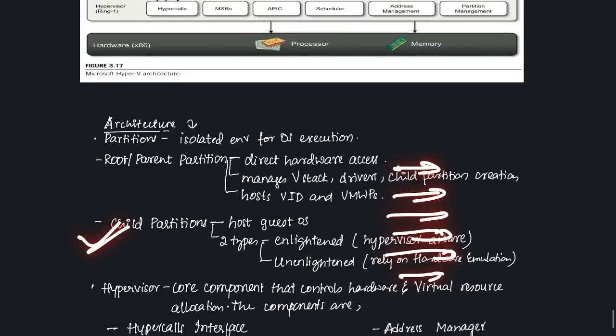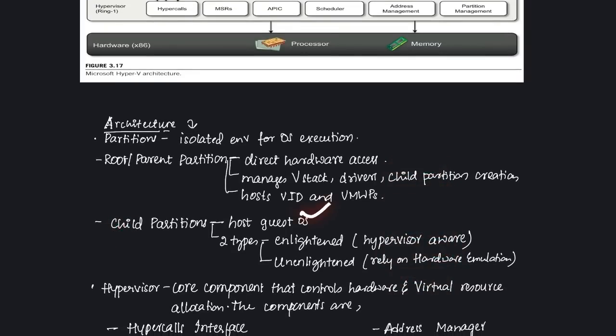Then, speaking of child partitions, they will host the guest operating system. So they are again two types. One is enlightened, the other one is unenlightened. Enlightened means it is hypervisor aware, that is, it will benefit from the advanced features like enlightened IO. Whereas speaking of unenlightened partitions, they rely on hardware emulation completely.